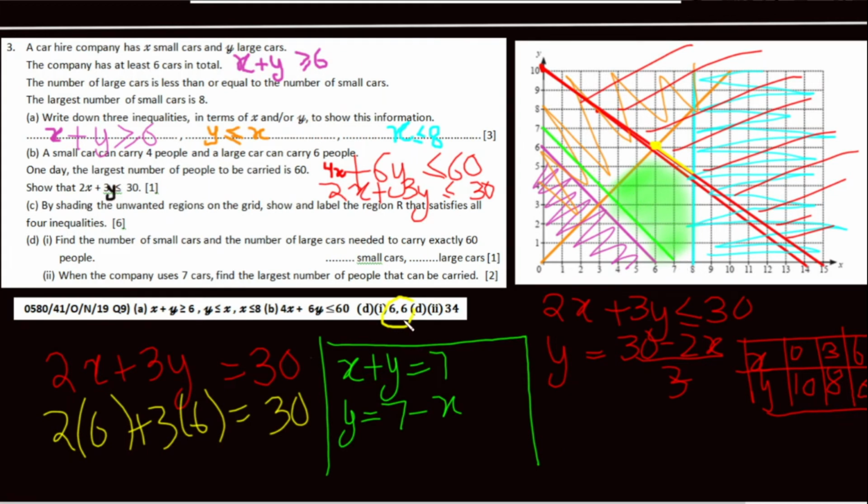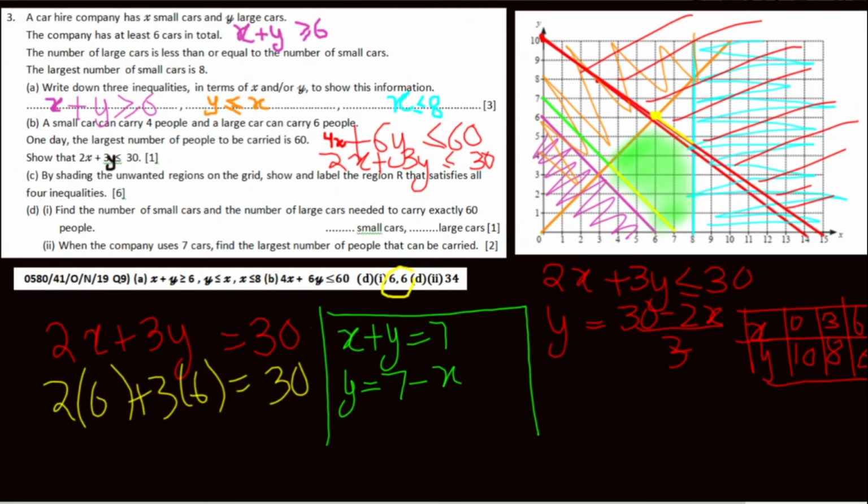Okay, so now what about this line? When the company uses 7 cars, find the largest number of people that can be carried. So now we need to choose the points on this line that are also inside the shaded region. How many people can actually be carried? It's 4 times the number of smaller cars plus 6 times the number of larger cars, because it says in the question 4 people can be carried in the small car and 6 people in the large car. So what's the biggest value of 4x plus 6y on this line?